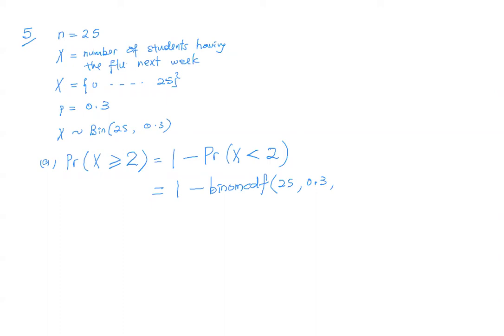Here I'm supposed to put 1 or 2. Can someone tell me? This number, what should it be? 1 or 2? The x value. Huh? 1. Because 2 is not included. Yeah. So you get the answer.